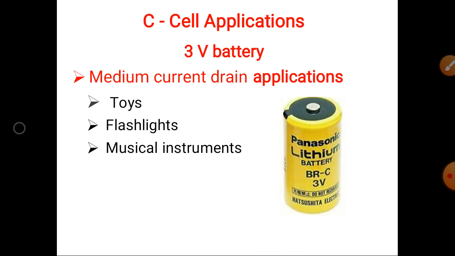And the next one is the C cell. It has a nominal voltage of 3 volt, and it is mainly used where the load consumes medium current, right? So in medium current drain applications, this C cell is used. For example, toys, flashlights, and musical instruments.